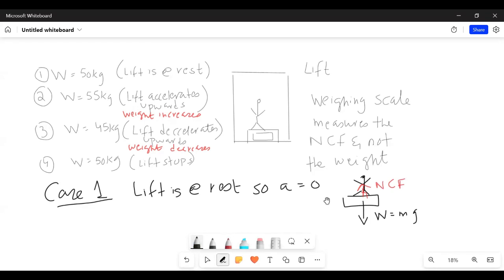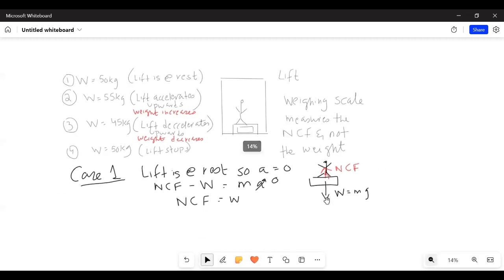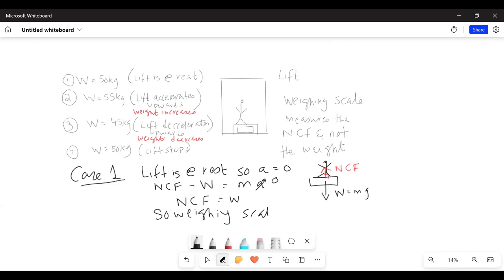So the forward force, the normal contact force, minus the backward force, the weight, equals ma, which is 0. So that's why the normal contact force and the weight have the same value. That's why the weighing scale was showing the actual weight. So the weighing scale shows the correct weight.